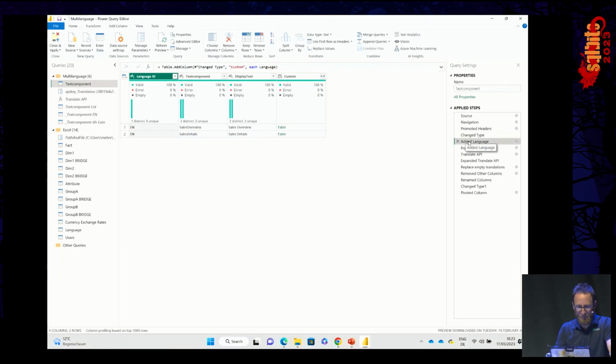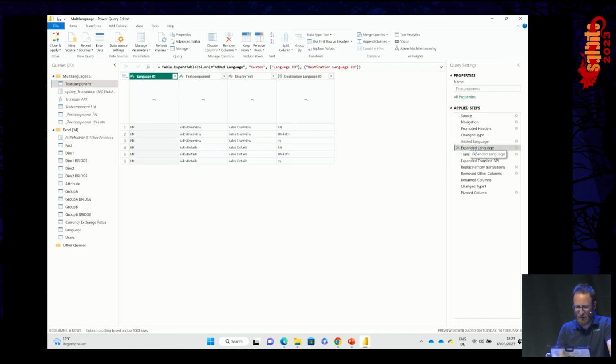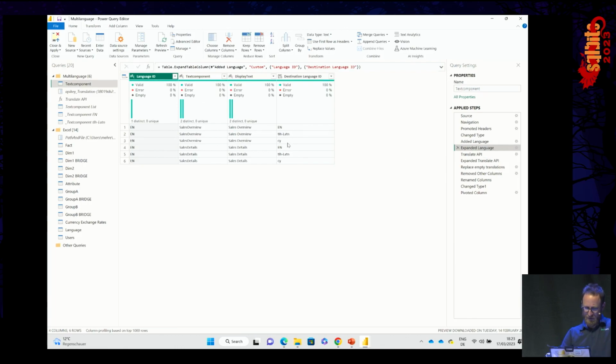Then I added the languages here. So I combine this with my language table, and then I expand this language table to get all the other languages in there. Maybe that's the thing here. I now see why this is working. I just recently changed my logic here and I forgot about it.